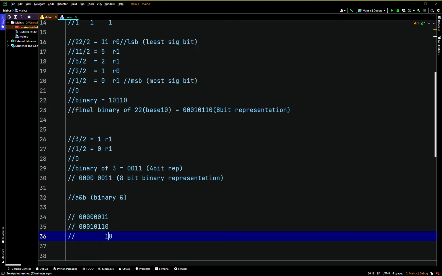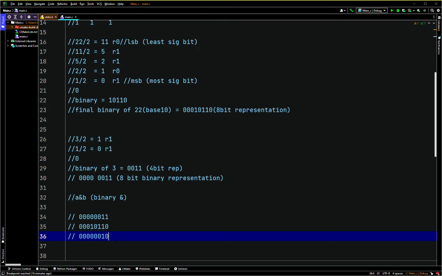A 1 and a 1, so a true and a true, is going to give us a true. A false and a true is going to give us a false, 0. A false and a false is going to give us a 0 or false. The rest are all false and false or false and true, so they all give a 0. So that's our binary AND right here.